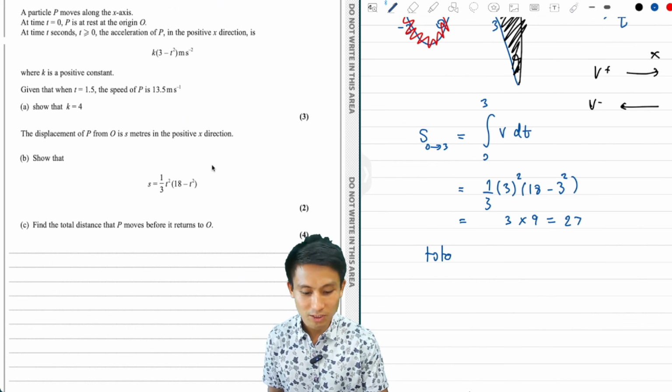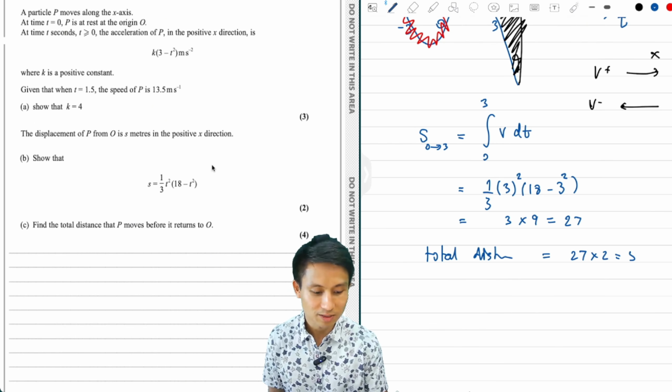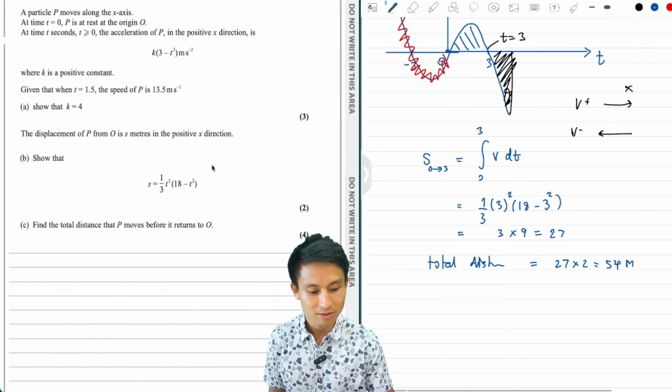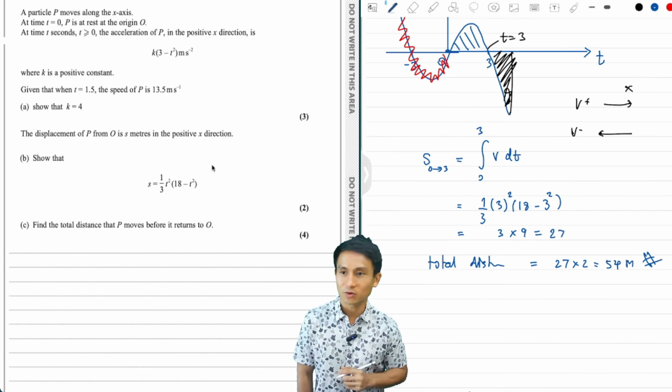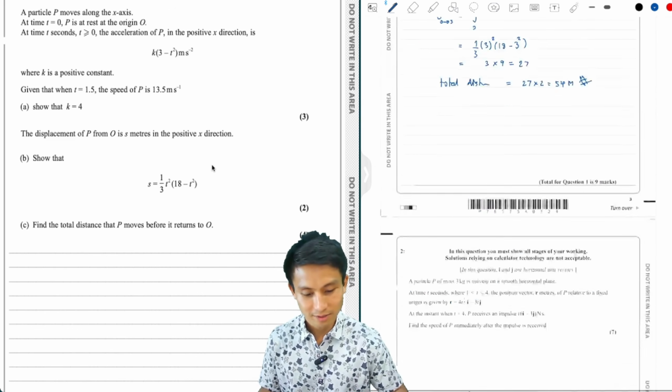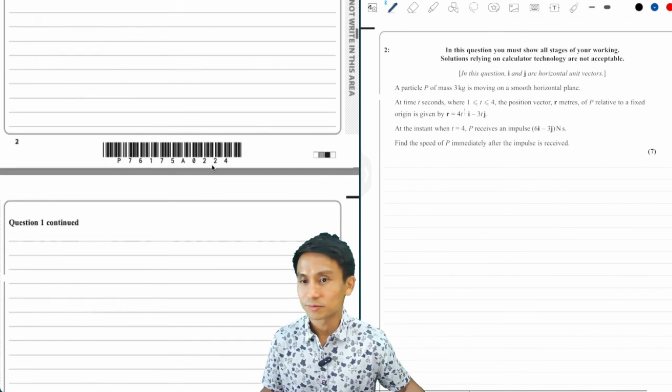So total distance equals 27 times 2, as discussed earlier, right? Meters. And that's it for the first question, right? Okay. Number 2.